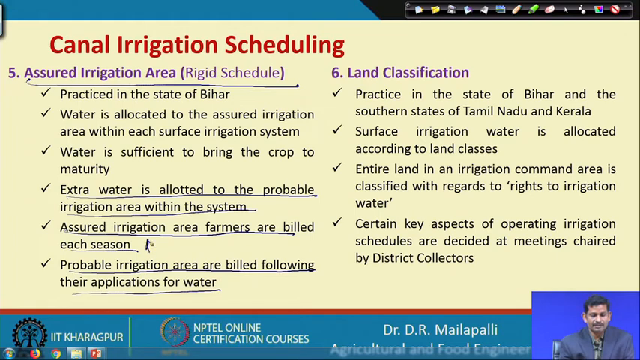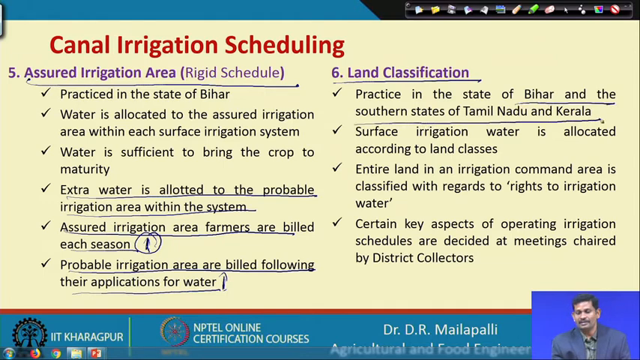Since it is fixed, you have to pay as usual for the assured irrigation area farmers, whereas for the probable irrigation area, they have to pay based on their requirements and the utility of water. And the other one is land classification. This is practiced in the state of Bihar and the southern states of Tamil Nadu and Kerala, where surface irrigation water is allocated according to the land classes. Okay. So, you have different land classes like paddy or other land classes. Based on that, the irrigation water is allotted.